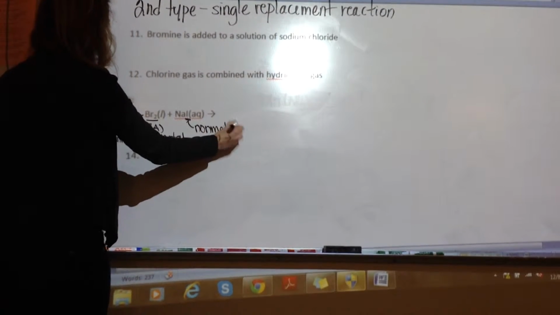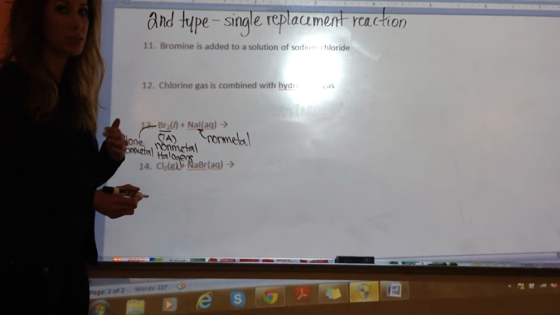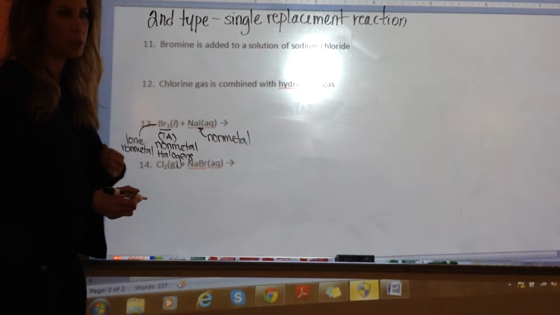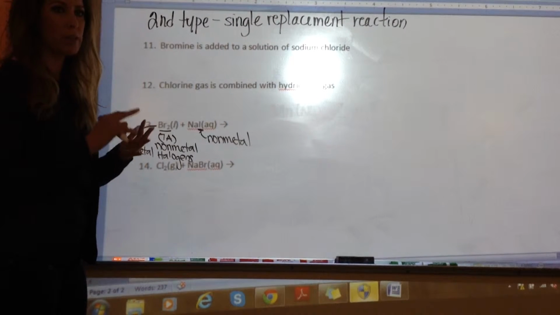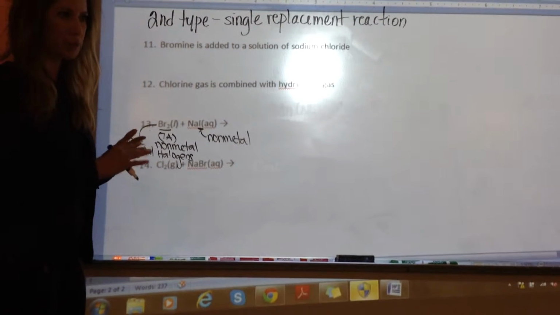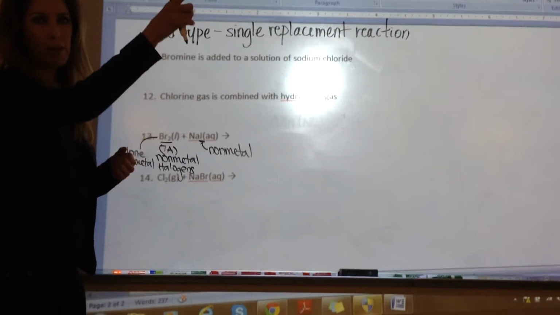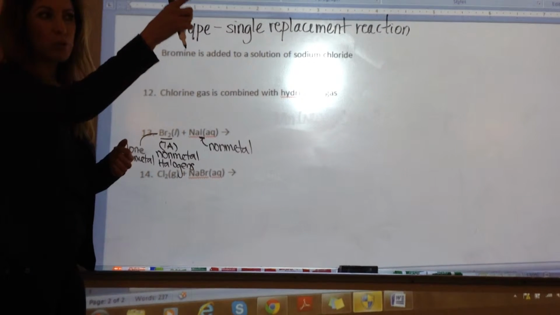So what we have to do in this case is use something called the halogen activity series. The halogen activity series is always given to you. I never make you memorize it. It's up at the top of this worksheet. Fluorine is more active than chlorine, which is more active than bromine, which is more active than iodine. And if you follow it on the periodic table, fluorine is the furthest one in the upper right-hand corner. It's the most active. And as you go down that group, they decrease in activity.